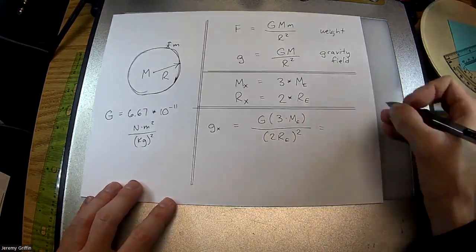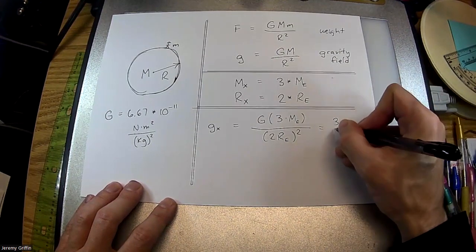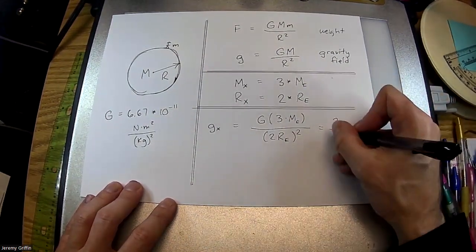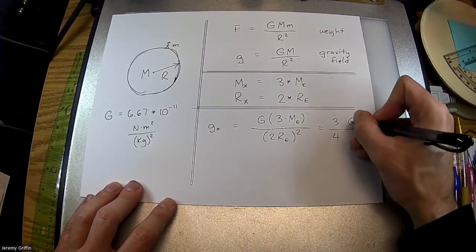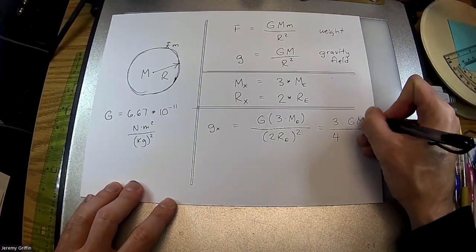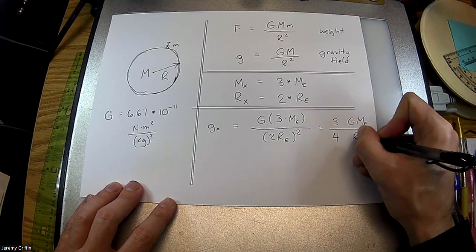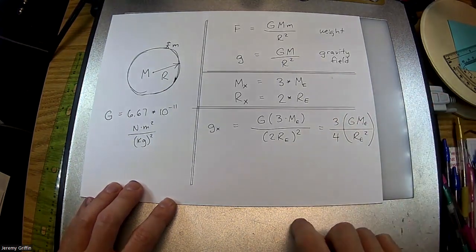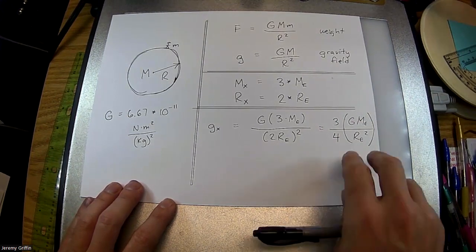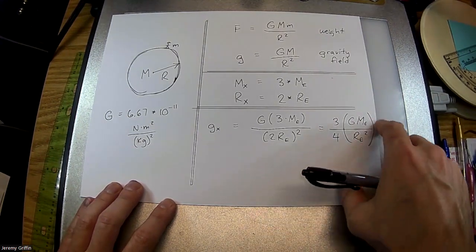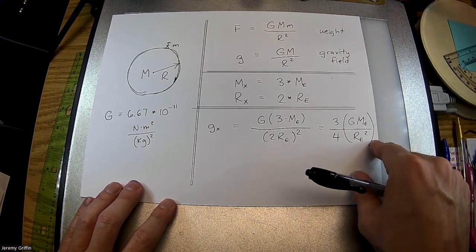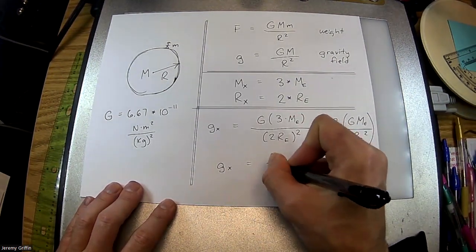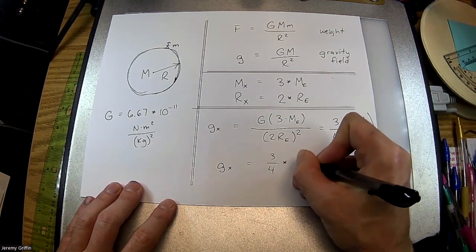So I can take some numbers out in front. Take this 3 out in front, and 2 squared out in front. Is that like a 4? And I've got gravity constant, mass of Earth, radius of Earth squared. Are you guys got that? And all the stuff I put in parentheses, that's just Earth gravity right there, isn't it? So could I say the gravity field on planet X is 3/4 of Earth gravity?